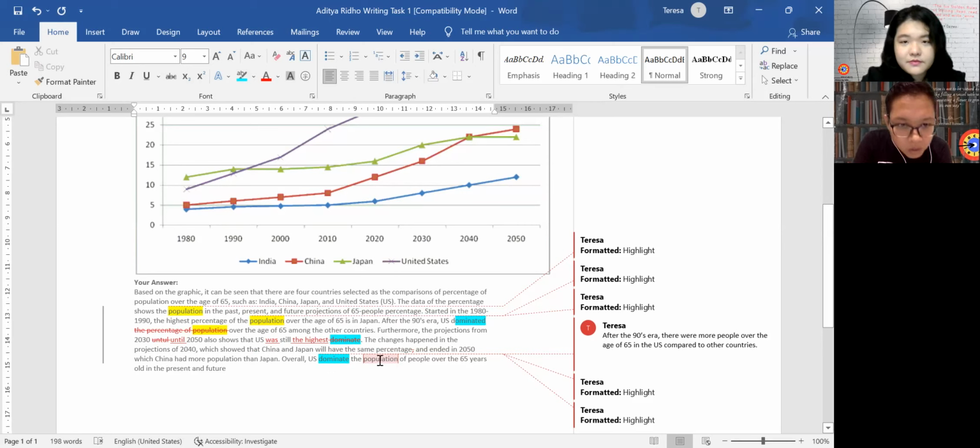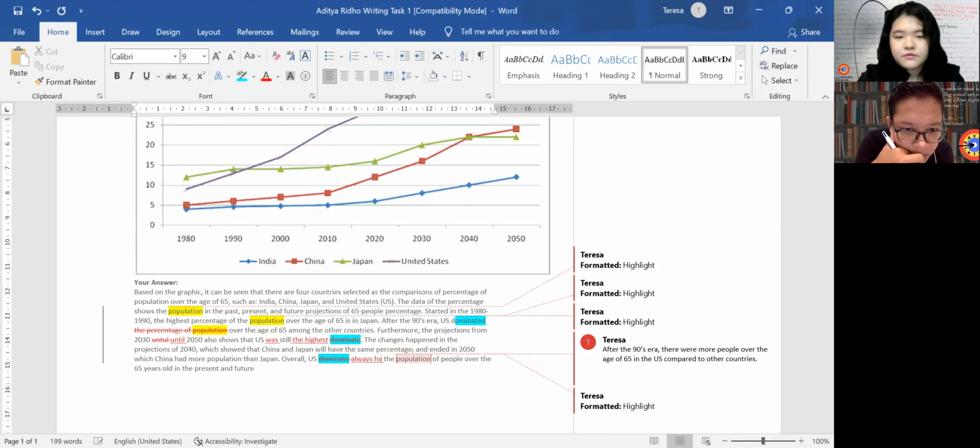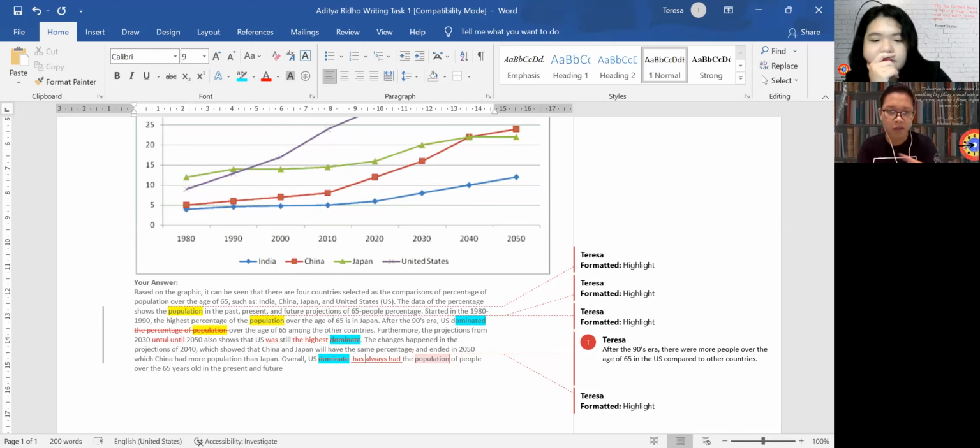Overall, the population of people over the 65 years old in the present and future, overall, US always has the population of people. Or has always had. Present and future has always had. Oh, present perfect. Yeah. Okay. Present perfect. It's past and future then. Oh, okay. Has always had. Present and future.